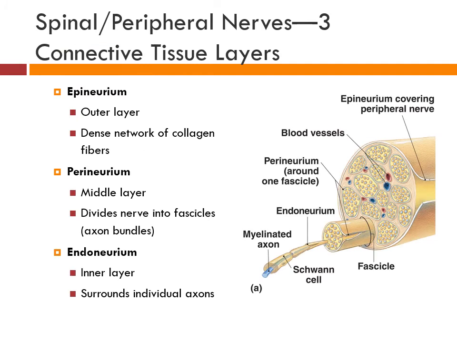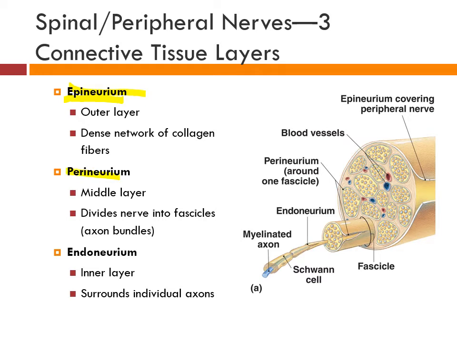So we have 3 layers of connective tissue, and they are going to sound very similar to the layers of muscle tissue. All you have to do is replace the word mysium from our muscle tissue with neurium for nerve tissue, and you will have it down pat with which one is which. The epineurium is the outer layer outside of the nerve. It is a dense network of collagen fibers, and it's protecting the whole nerve.